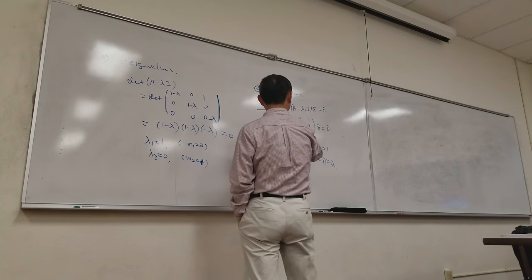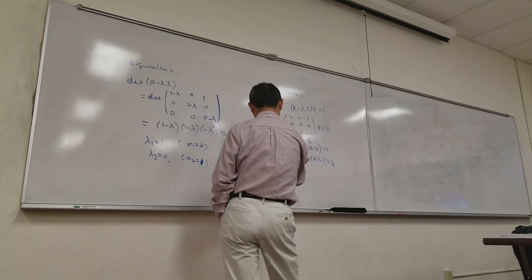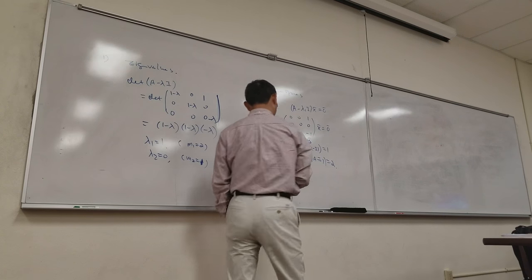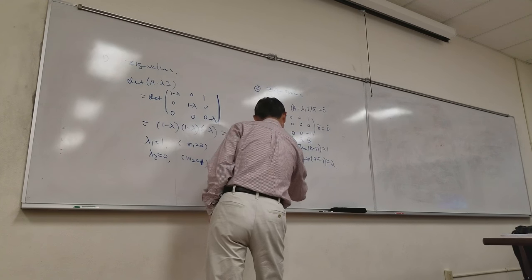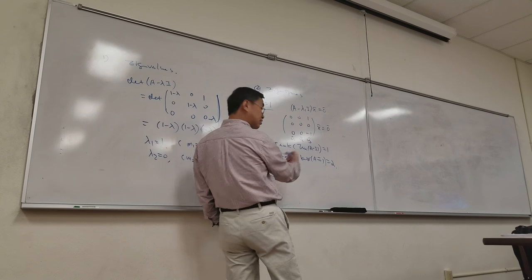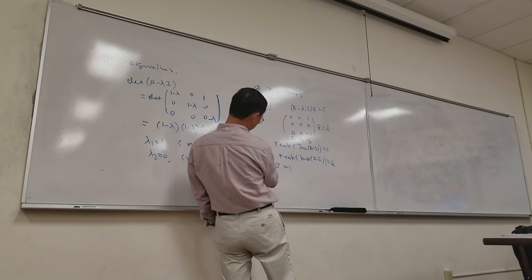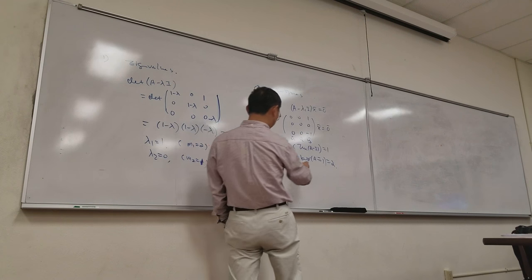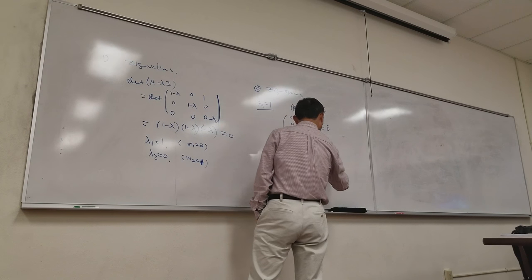Call these V1, V2, and V3. V1 is 0, V2 is 0. So this one gives one non-zero vector in the kernel. You treat this as a linear combination of V1, V2, V3, so that corresponds to the vector 1, 0, 0. So this one is in the kernel.